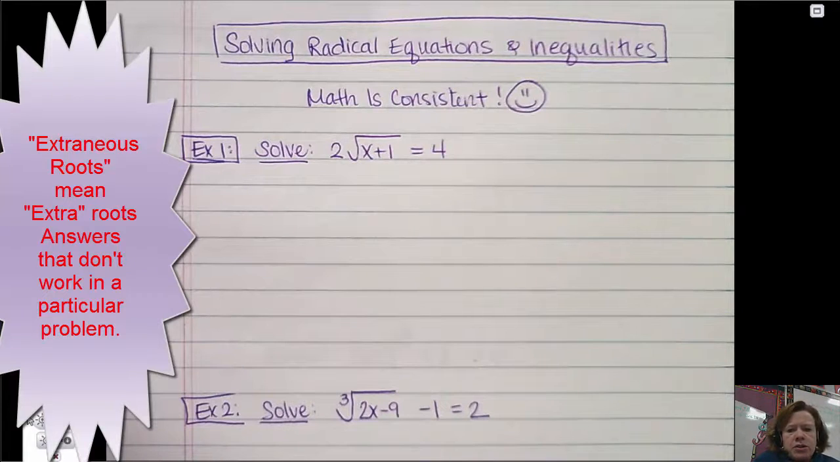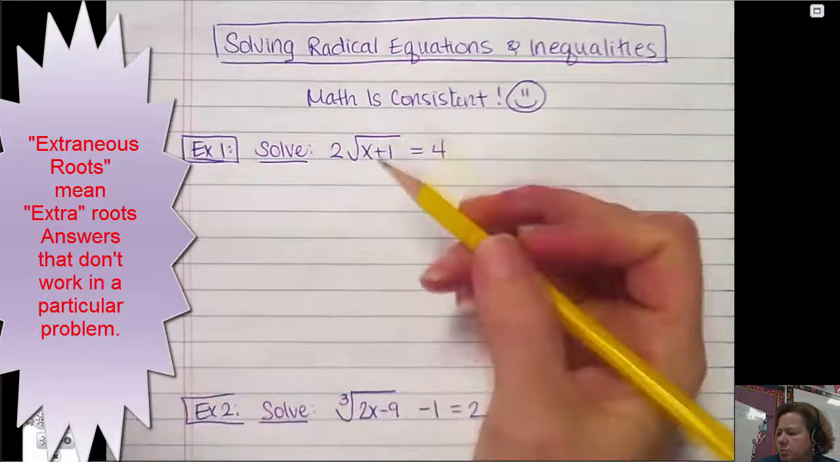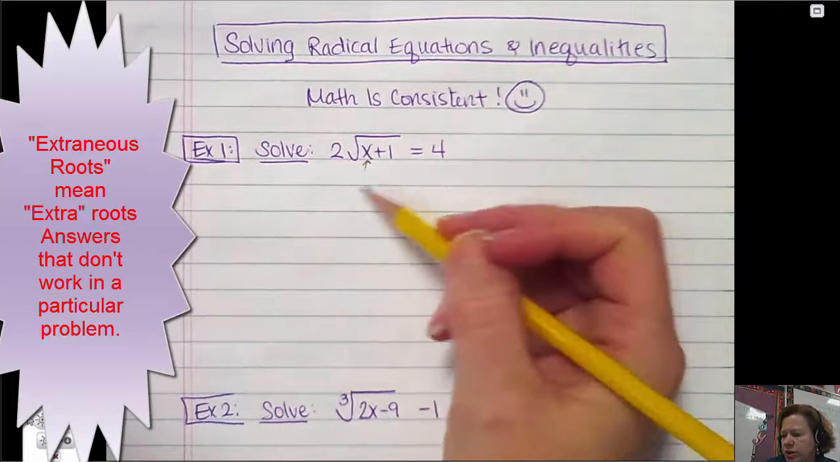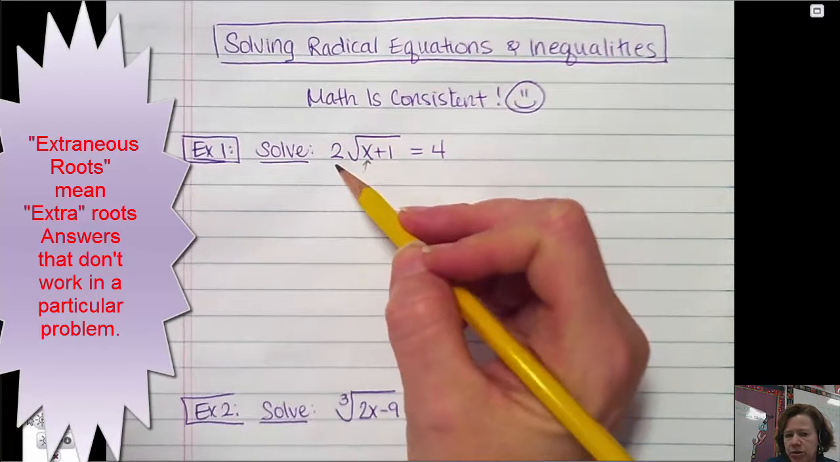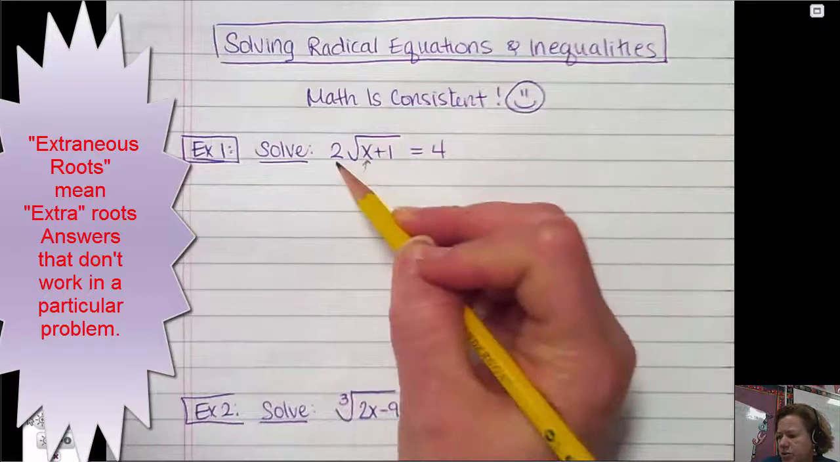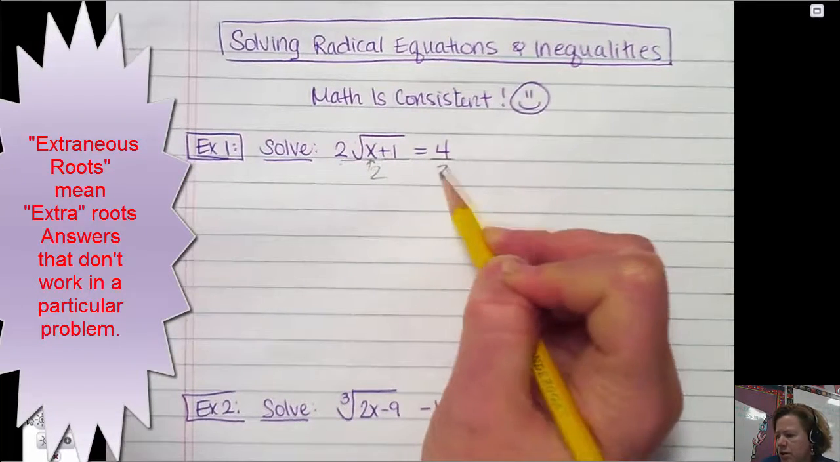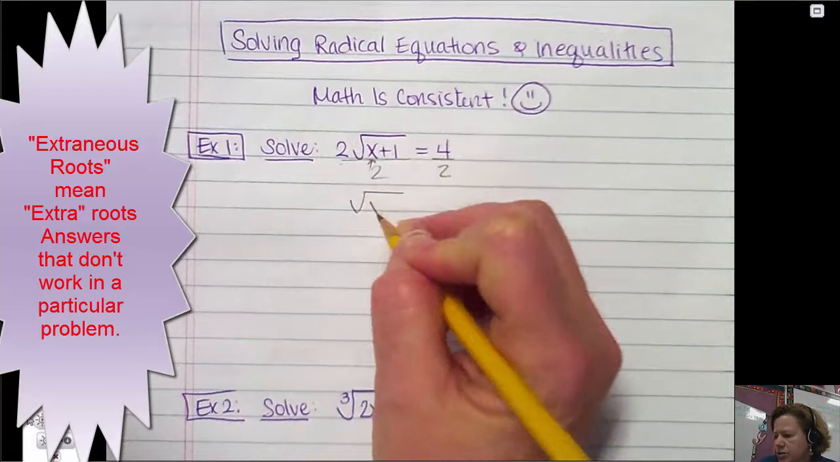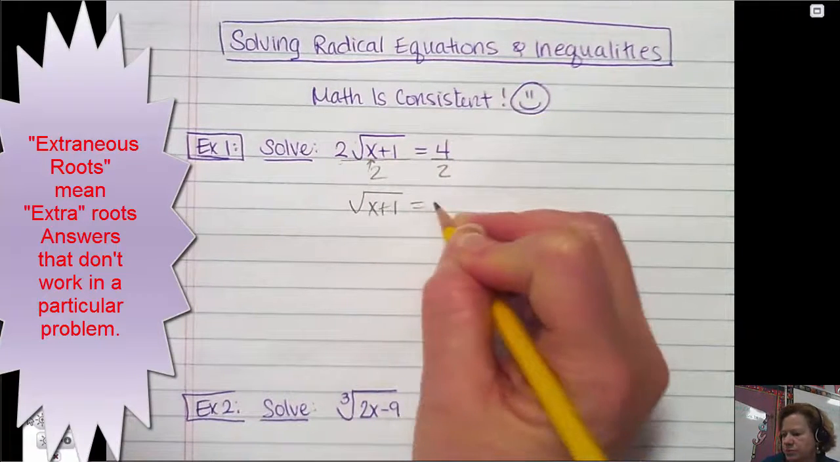So example 1, we're going to solve 2 times the square root of x plus 1 equals 4. Well, you have to get that square root of x plus 1 alone because x is buried in there. And you can't undo that until you've gotten the rest of the stuff near it away. So we have 2 times the square root of x plus 1. So first we'll divide both sides by 2 and get the square root of x plus 1 equals 2.